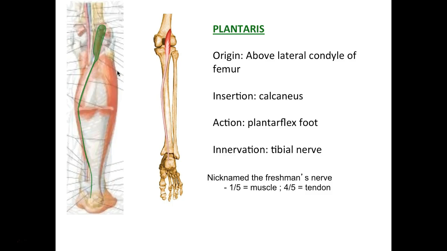Now this muscle was nicknamed the freshman's nerve because mean anatomy professors would put a pin in the tendon of plantaris and ask medical freshman students, "What nerve is this?" And so the enlightened ones would know, hey, that's not a nerve, that's the tendon of plantaris, and would put that down as their answer. So the top portion of this muscle, the 1/5 of this muscle, is the actual muscle belly, and the rest of it, the 4/5, is tendon.